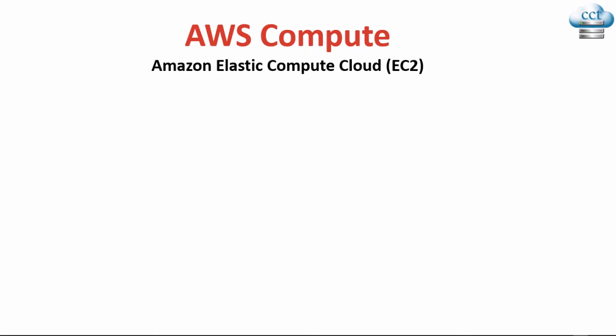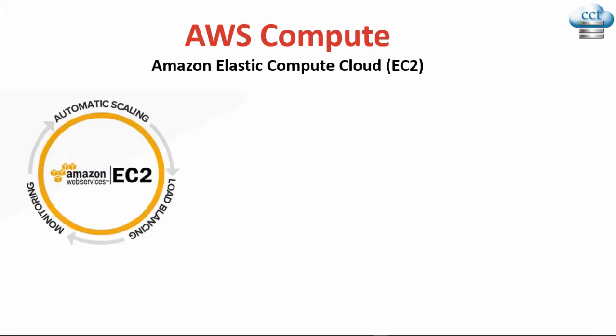Welcome back to the AWS Services Overview course, and in this set of slides we're going to talk about Amazon Elastic Compute Cloud, also known as EC2. We're going to talk about automatic scaling and load balancing and monitoring and fun stuff like that.